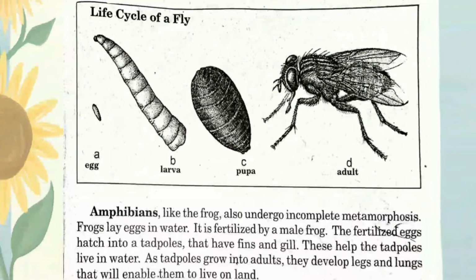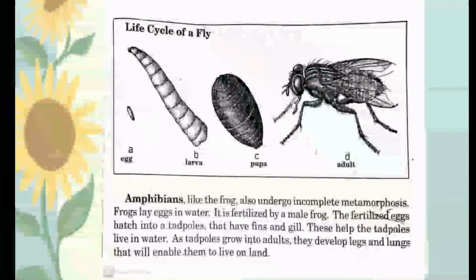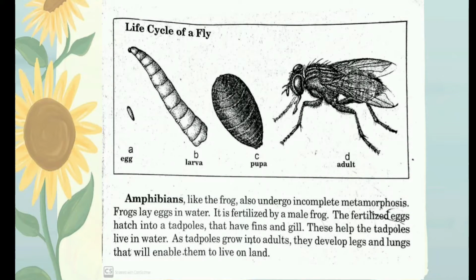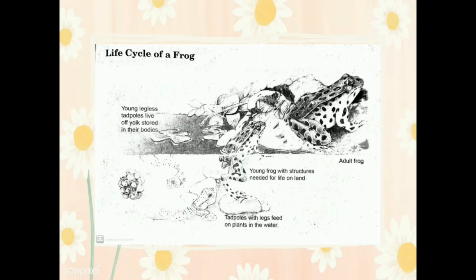Amphibians like the frog also undergo incomplete metamorphosis. Frogs lay eggs in water. It is fertilized by a male frog. The fertilized eggs hatch into tadpoles that have fins and gills. These help the tadpoles live in water. As tadpoles grow into adults, they develop legs and lungs that will enable them to live on land. So, ito naman yung life cycle ng ating frog.